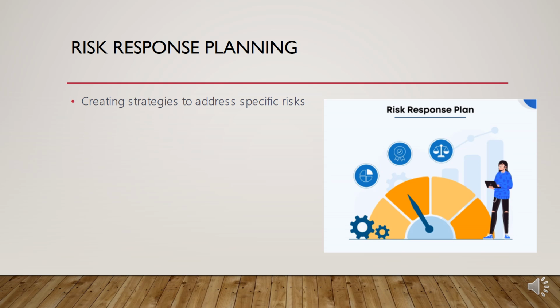For example, a key team member might become unavailable during a critical phase. The response plan would be to mitigate by cross-training other team members to cover critical tasks and accept by allocating extra time in the schedule as a contingency.